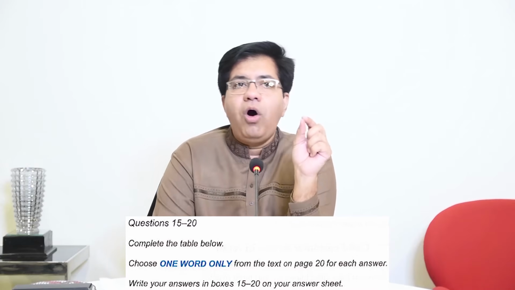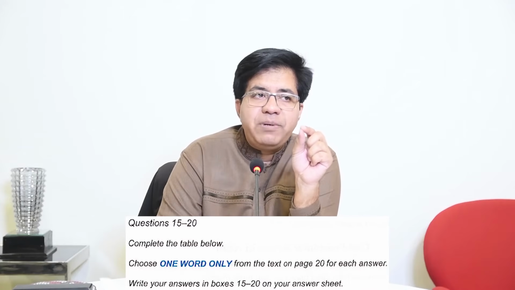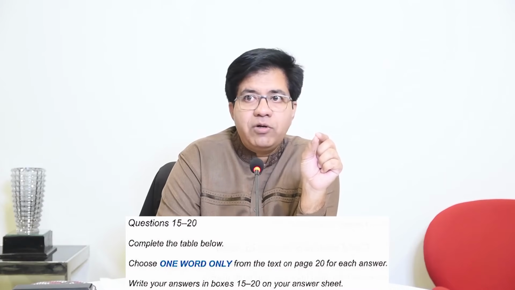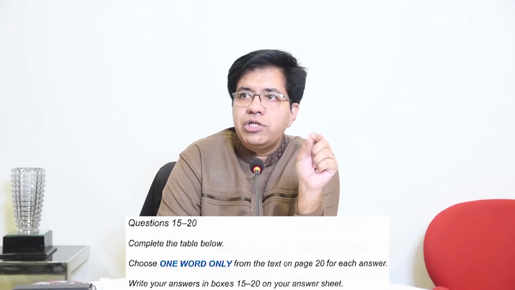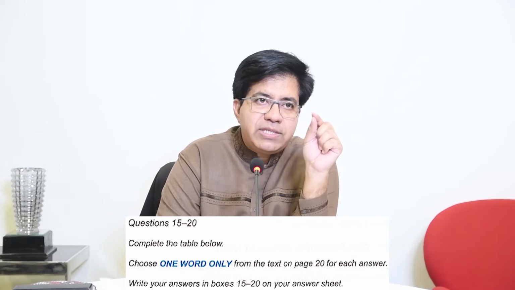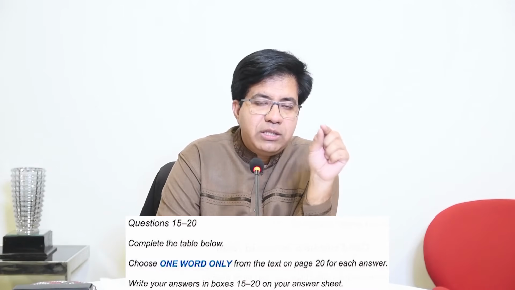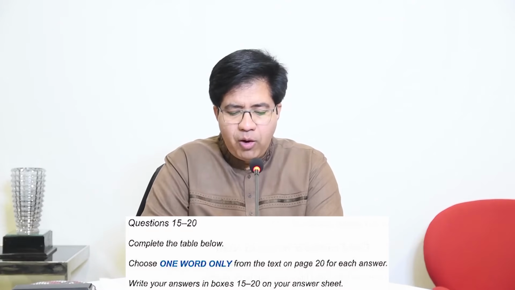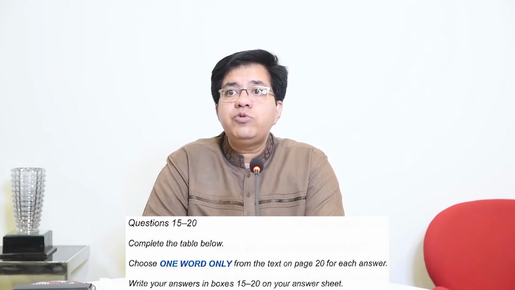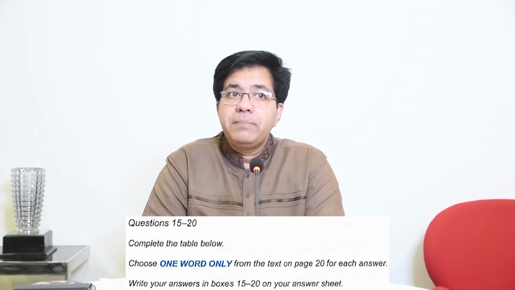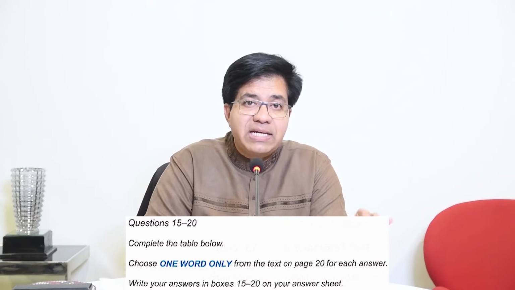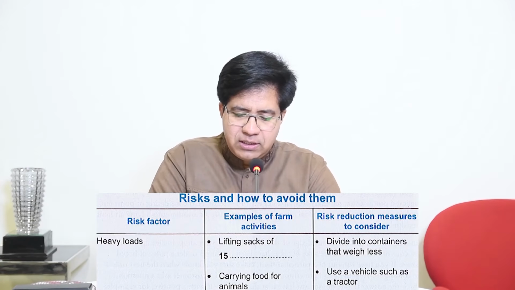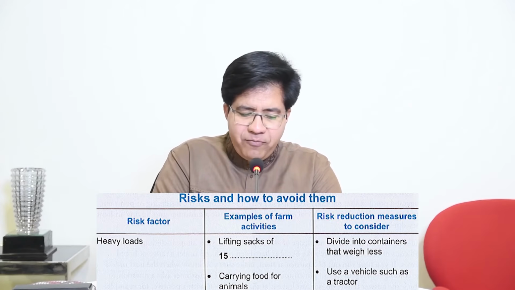Complete the table below. Always remember, whenever we have completion type of questions, completion, sentence completion, table completion, notes completion, flowchart completion, questions and the answers in the passage, they are in order, right? So I call it type A questions. Now, choose one word only, and where will you choose that word from? The passage, and you must write the correct spelling as they have given in the passage. Risks, how to avoid them. What do they mean by them?